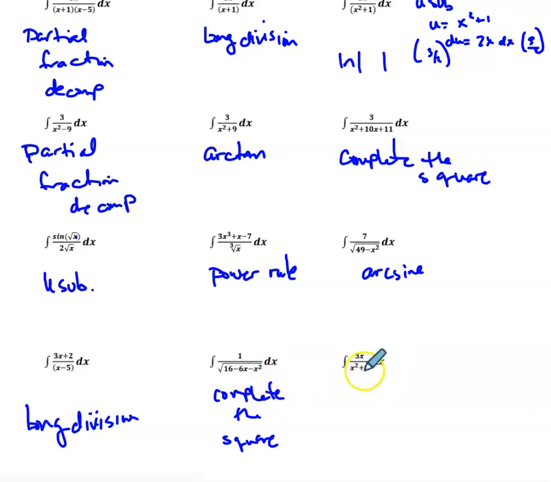And then last, very similar to the third one that we did up here, I see that the derivative of x squared is in the numerator of 3x, and so I am going to use u sub, and this will eventually get to a natural log function when I integrate it.